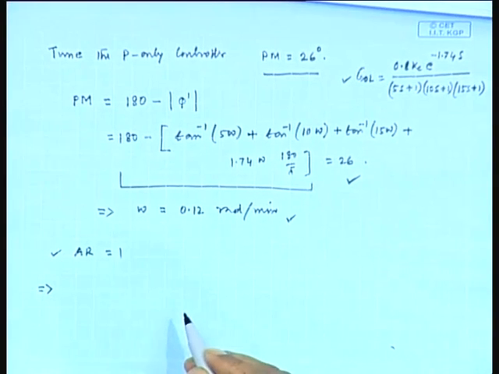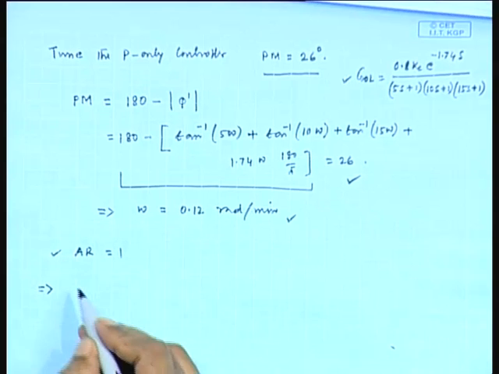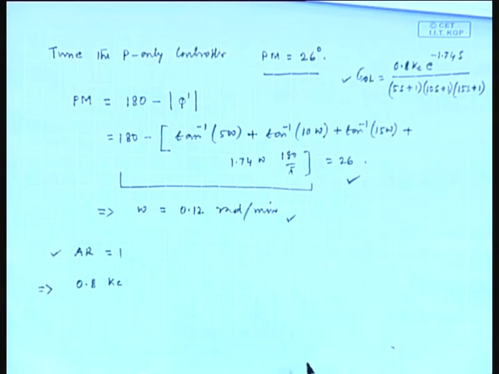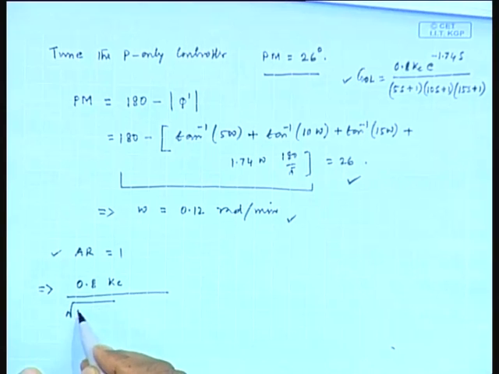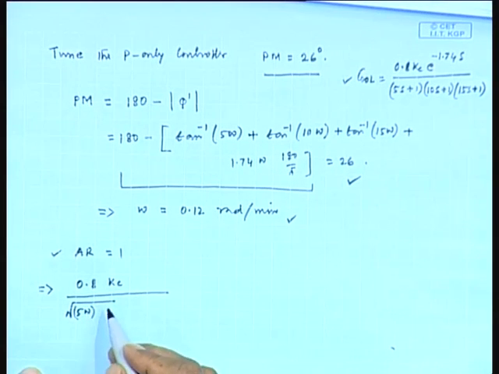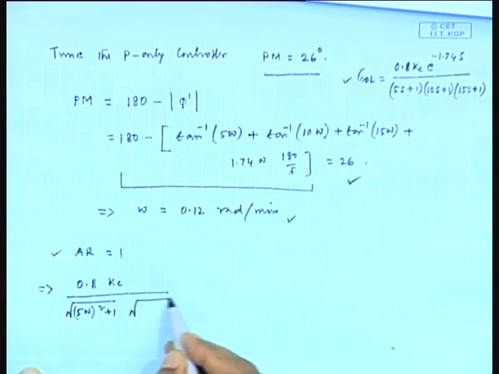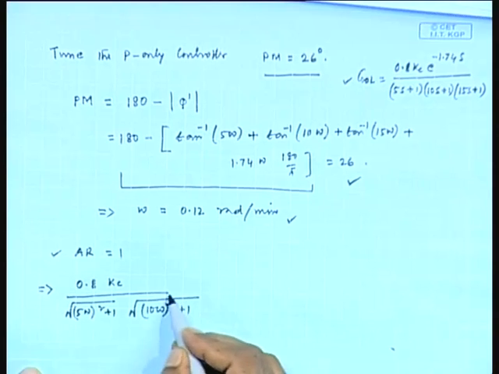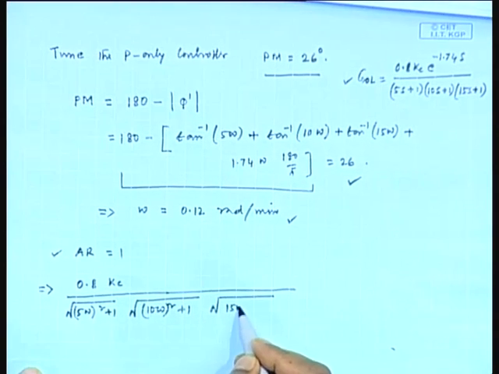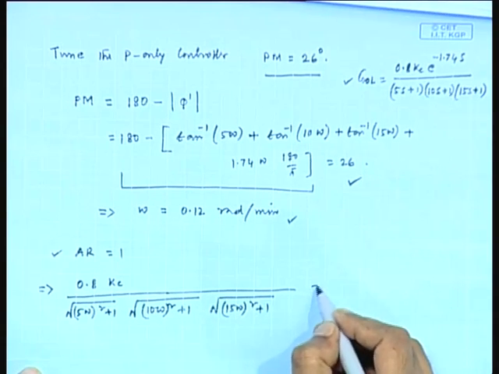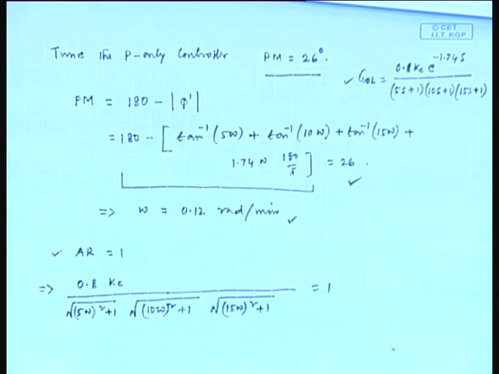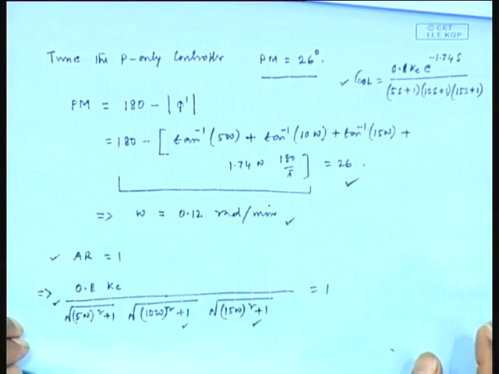Now, what is the expression for amplitude ratio? 0.8 Kc divided by root over of 5 omega whole square plus 1, root over of 10 omega whole square plus 1, root over of 15 omega whole square plus 1, and this is equal to 1.